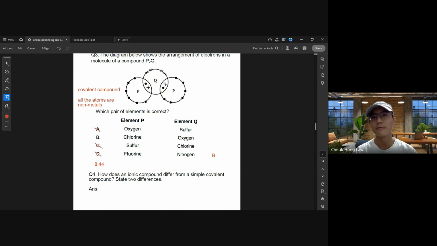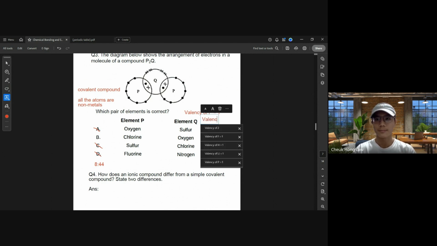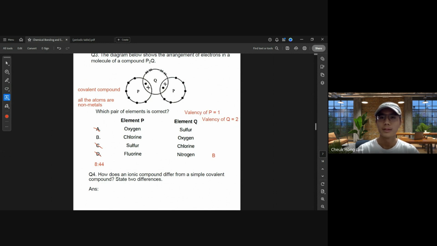The second way is to look at the valency. So how many electrons are actually being shared? If we look at P, P here shares 1 electron. So the valency is 1. Okay, valency of P. Let me write it here. Then let's look at Q. Q is the cross, okay? There's one cross here and there's one cross here. So it shares 2 electrons. So the valency of Q is 2.